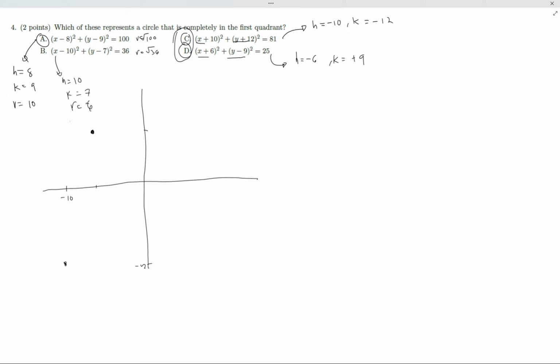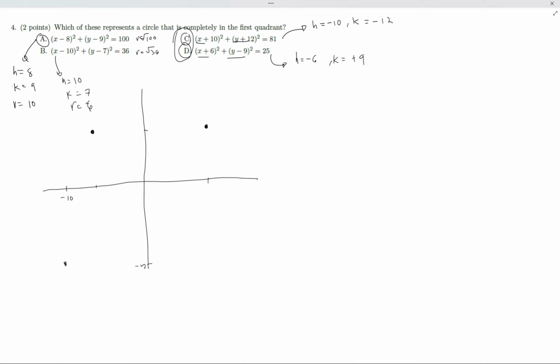Now, if you look at this, you might already have an idea of what it means, but if it's not clear yet, let us graph this first circle, letter A. It's located at (8, 9). So it's perhaps right here, 8 and 9, right there. So it's good. Its center is in the first quadrant.